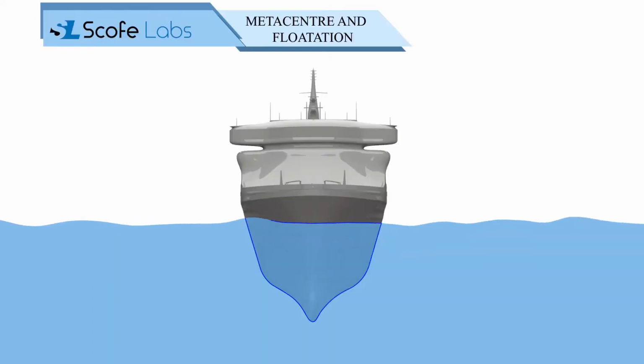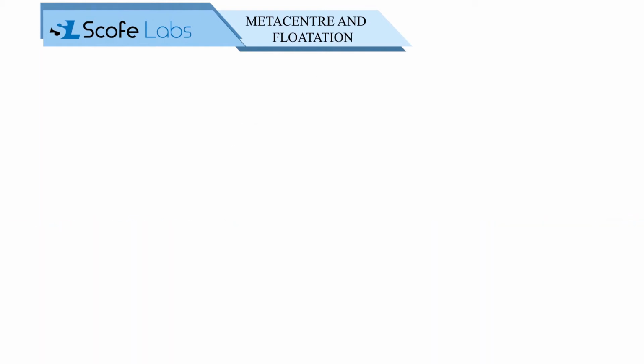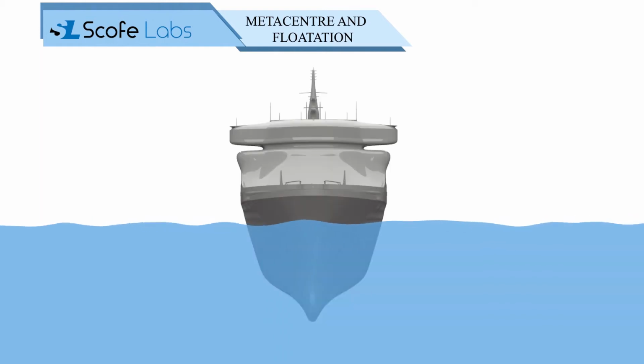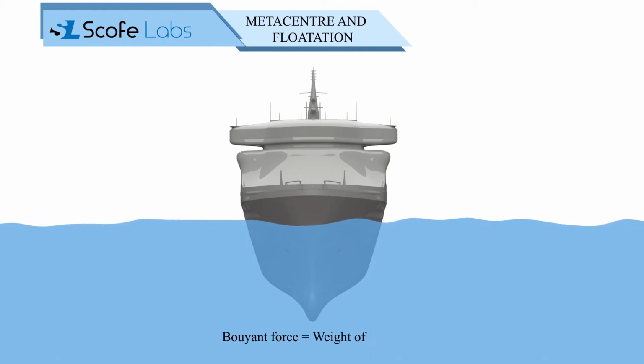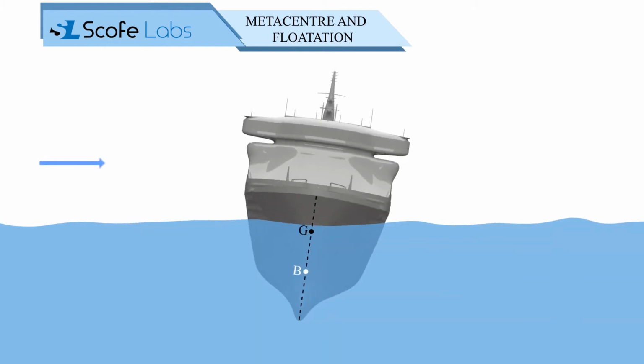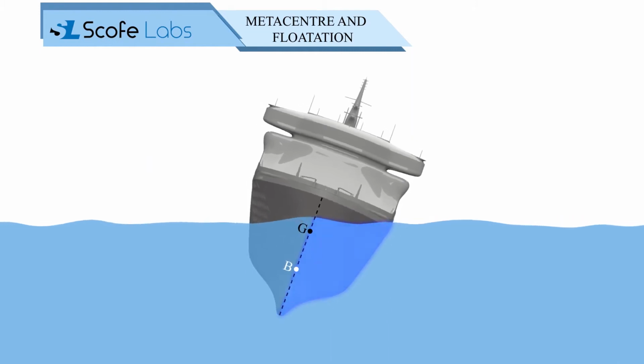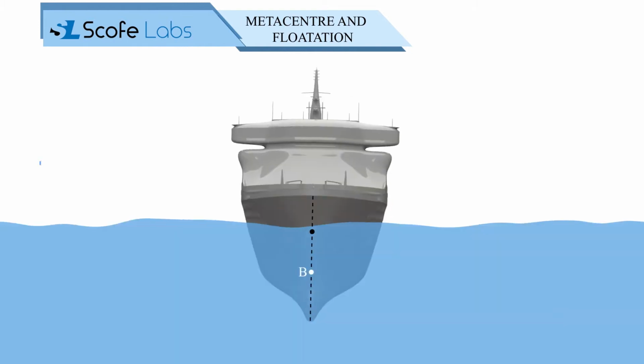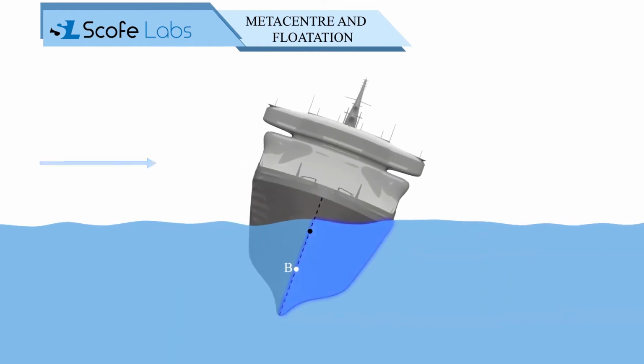This buoyant force passes through the centroid of the displaced volume of water, which is also called the center of buoyancy B. Now, for a ship to be in equilibrium, the buoyant force must be equal to the weight of the body, and the center of gravity and center of buoyancy should lie on the same vertical line. When the ship tilts in the right direction, the volume displaced on the right is larger as compared to the left. Due to this, the center of buoyancy shifts to the right, from point B to B'.